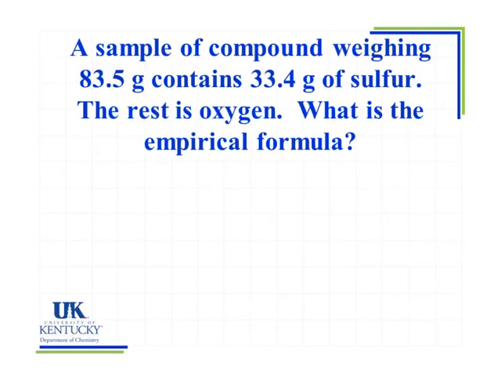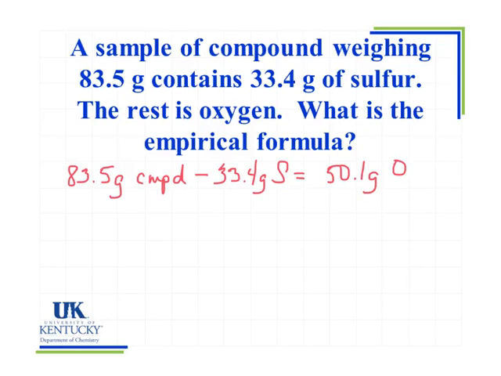We have a sample that has a mass of 83.5 grams containing only sulfur and oxygen, and we're given the mass of the sulfur. What we want to find is the empirical formula. If we know it's only sulfur and oxygen, if it's not sulfur, the rest of the mass must be oxygen. So we can find the mass of the oxygen by subtracting 83.5 grams of compound minus our 33.4 grams of sulfur, and we end up having 50.1 grams of oxygen.